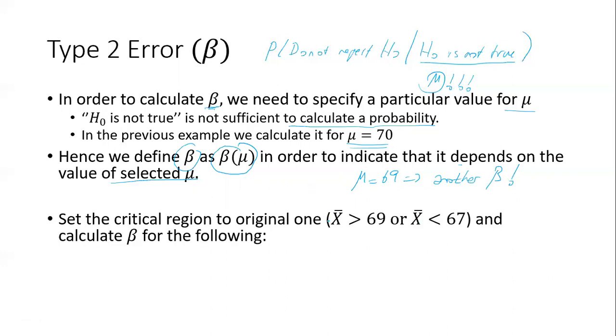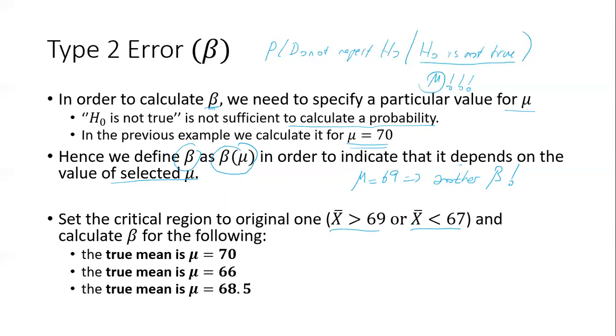Now let's try to set our critical region to its original values, and try to see what happens to the error now. So for example, for mu equal to 70 or mu equal to 66 or mu equal to 68.5. You can do some of these at the comfort of your home, and now we will solve three of them and see the associated plots with each of the three values of mu.